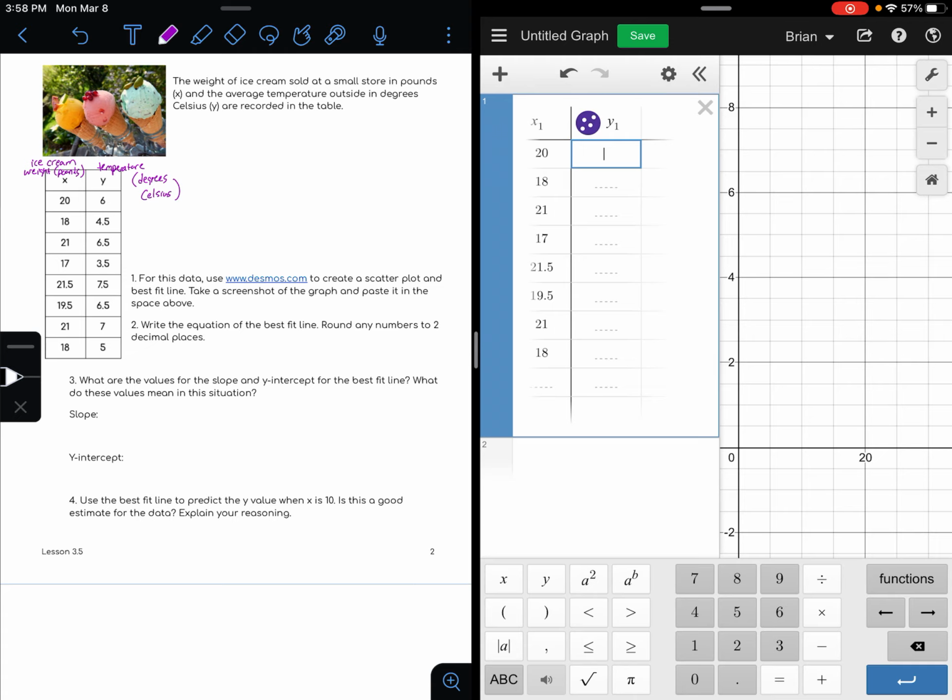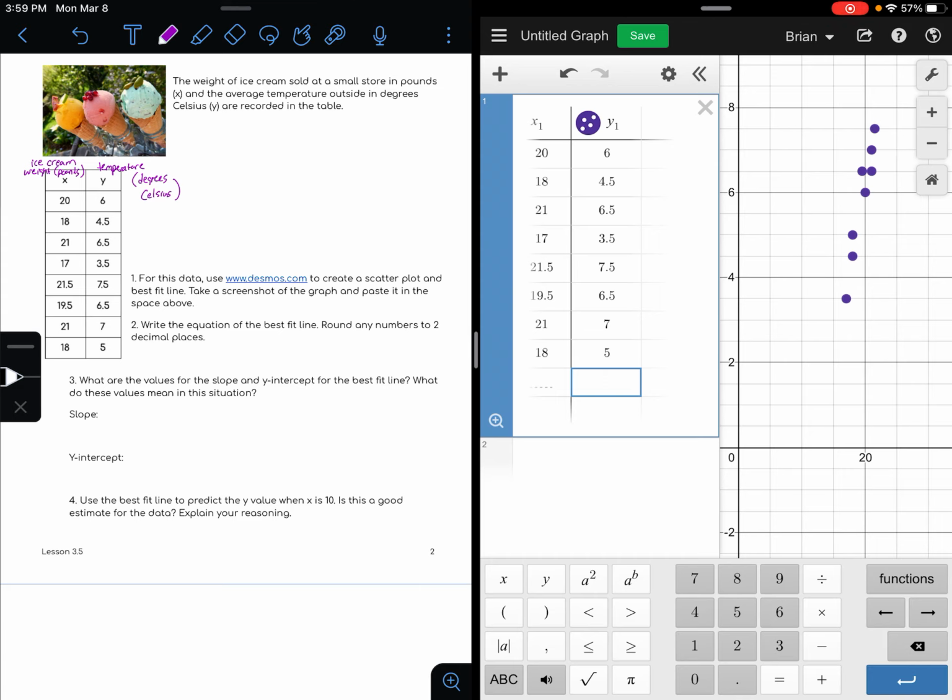We're going to do the same thing. So just touch the Y sub 1 column and we're going to type the same things in. So 6, 4.5, 6.5, 3.5, 7.5, 6.5, 7, and 5. Notice it makes a nice little scatter plot over on the right there, which is kind of nice for us.